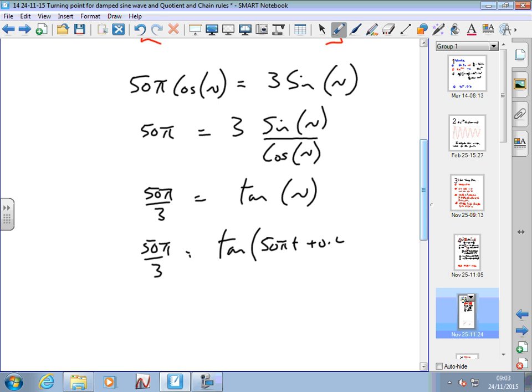plus 0.4. That was what the bracket was, wasn't it? So we've got to put that back in again now, because we want t. We want to get t. So we actually want the angle whose tangent is 50 pi over 3. So the bracket 50 pi t plus 0.4 is the angle whose tangent is 50 pi over 3, in other words, tan to the minus 1 of 50 pi over 3.